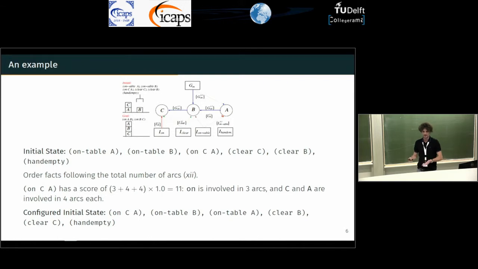You multiply that by 1, let's assume that all the other features have a value of 0, so you get your score of 11. That's the highest score among all the facts which are listed in the initial state, so that goes first, and then you order the rest, following again this sort of metric. And that's the way in which you can configure basically any problem from any domain.